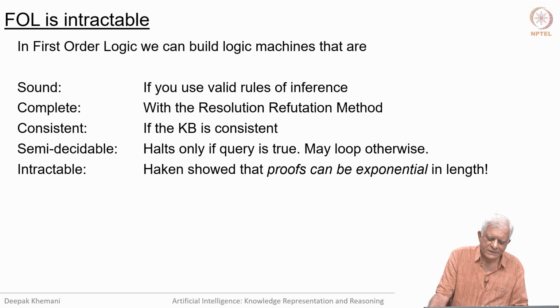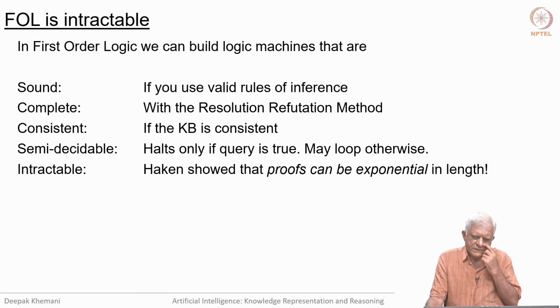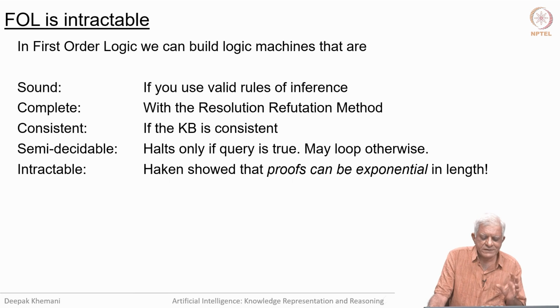What is more important is that first order logic is intractable, even when we can find proofs. So, we say that it is semi decidable, that if there is a proof it will find it, but there are situations, because the language is rich enough, where proofs themselves can be exponential in length. Just imagine that if the proof is exponential in length, then the proof finding process, which is searching for that proof, will be doubly exponential.